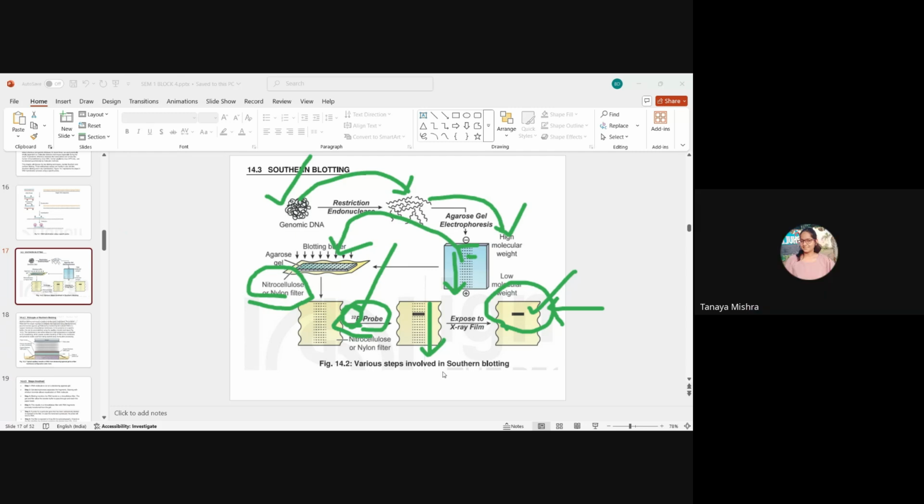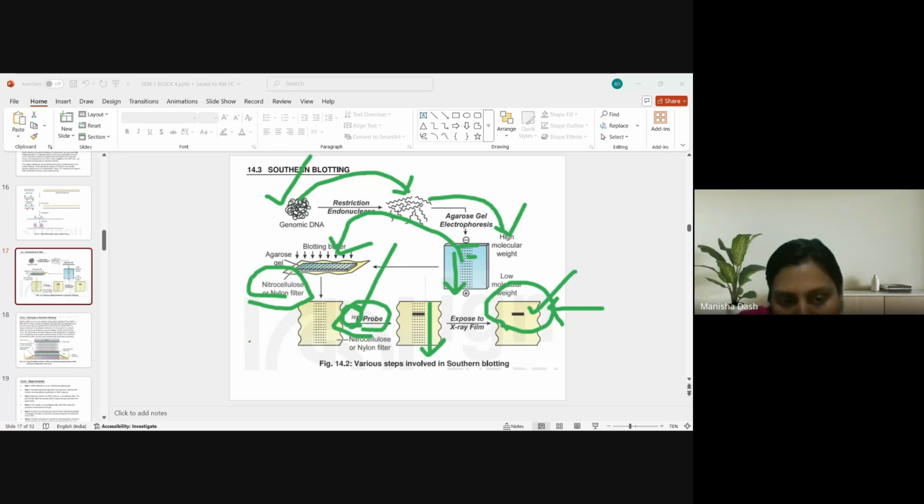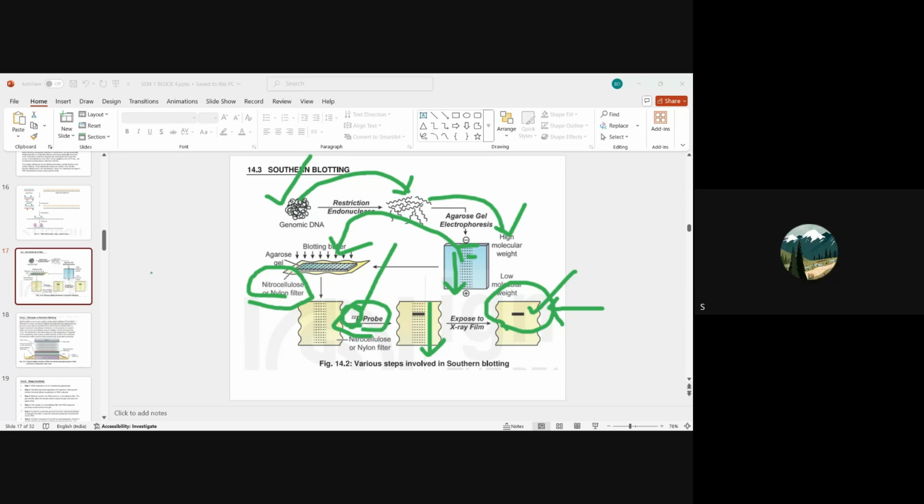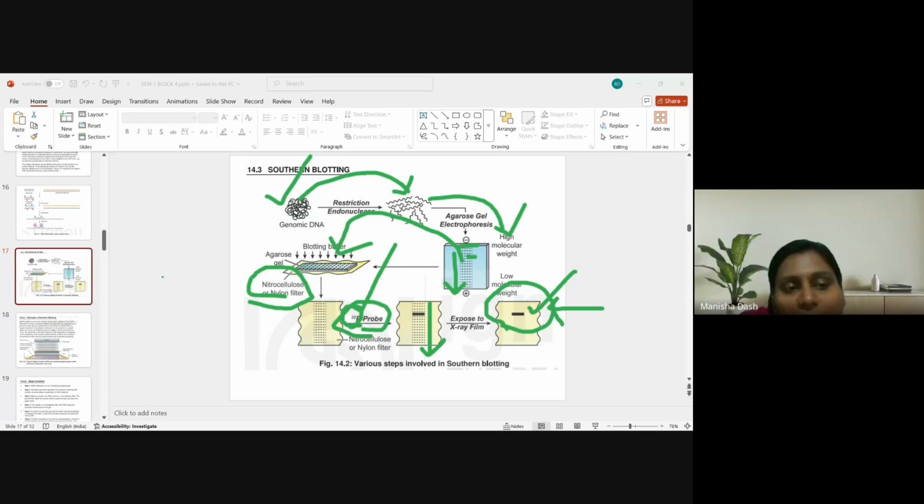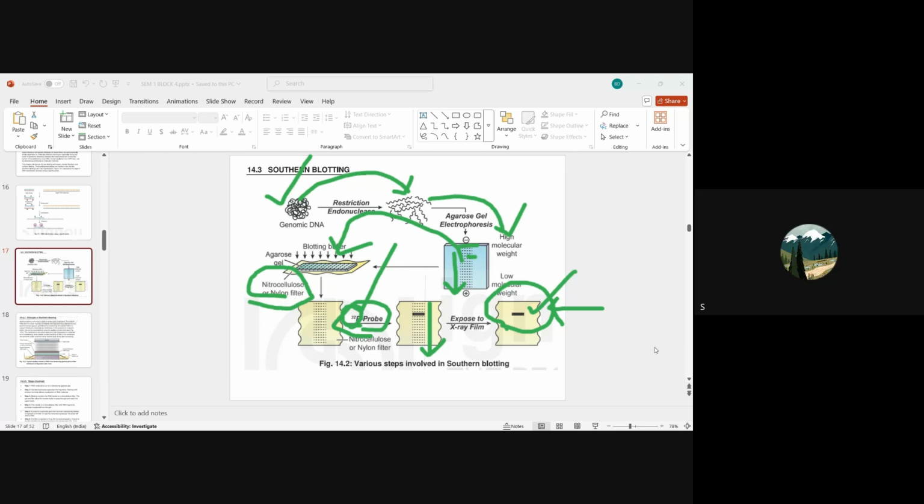Ma'am, sometimes a radio-labeled probe is used and sometimes a fluorescent probe is used. Yes, you can use either as per your convenience. See, Ma'am, for the blotting technique, usually the radio-labeled probe is used. And when you are screening through PCR or something, then you are using the fluorescent probe.